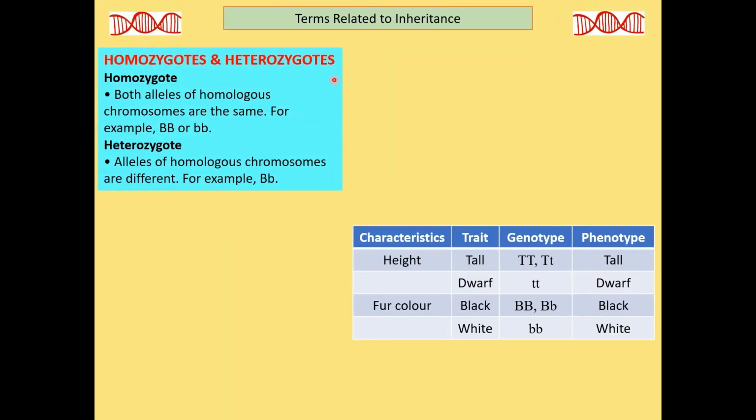Homozygote and heterozygote. Homozygote is when both alleles of a homologous chromosome are the same, for example, capital letter B and capital letter B, or small letter b and small letter b. Heterozygote is when the alleles of a homologous chromosome are different, for example, capital letter B and small letter b.